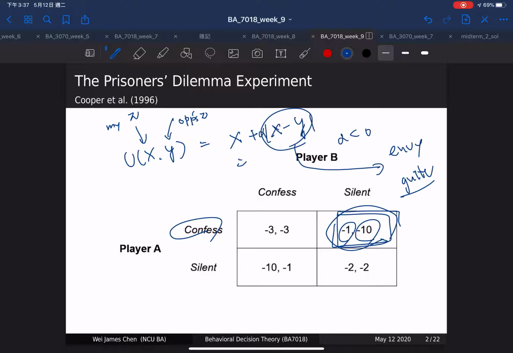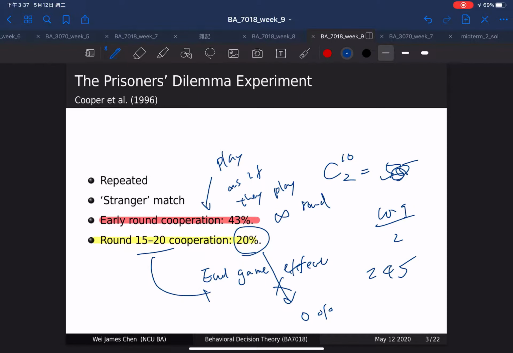If you have this kind of utility function, which is a non-standard utility function, you can explain a lot of these effects. Why people cooperate, basically. I don't think I will have time to show your data today, but I'll definitely show your data next week.